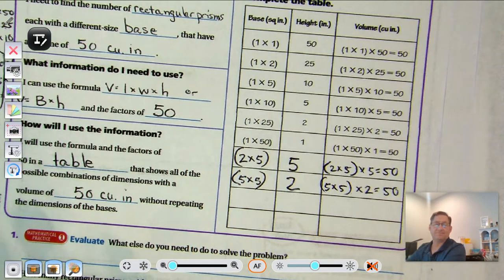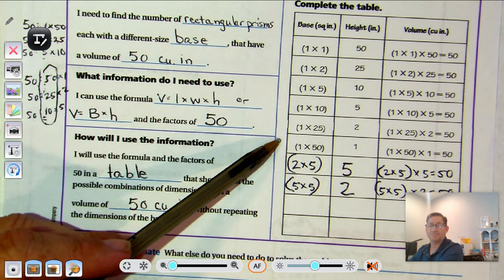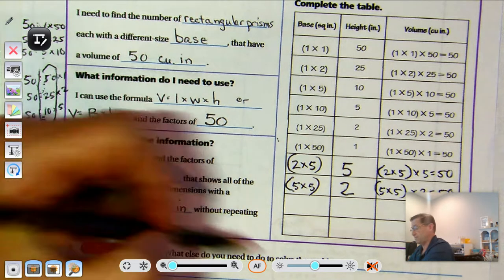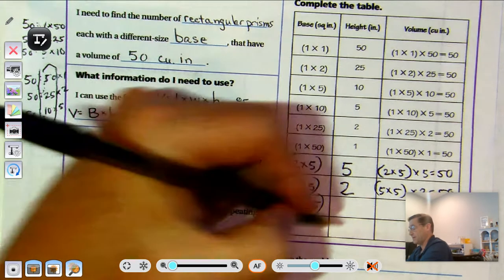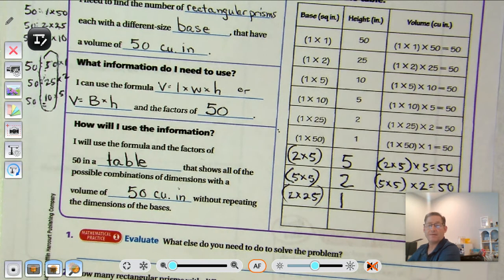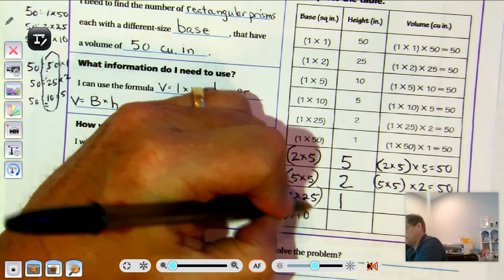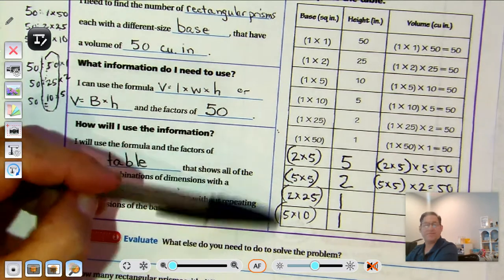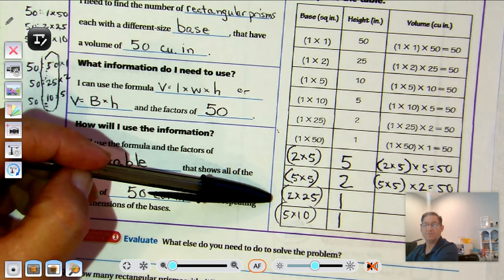Right, how about 50? Well, we have 1 times 50. Could I use 2 times 25? Of course. And if I did 2 times 25, that would be a height of 1. Because 2 times 25 is 50, 50 times 1. All right. And what about 5 times 10? Times 1. So in other words, what are the different ways of making 50? Well, we have 50 times 1, we have 2 times 25, and 5 times 10.